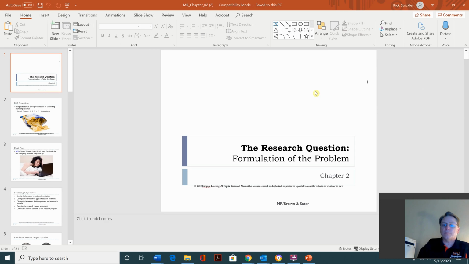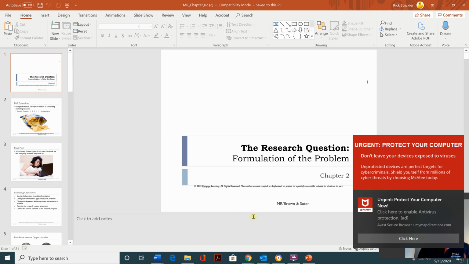Research question, formulation of the problem. Okay, so before you do research, you have to know what you're researching for. In other words, why are you conducting the research? This would be very similar to creating a goal when you're creating a budget or creating a sales plan. Our goal is to be able to answer the question.